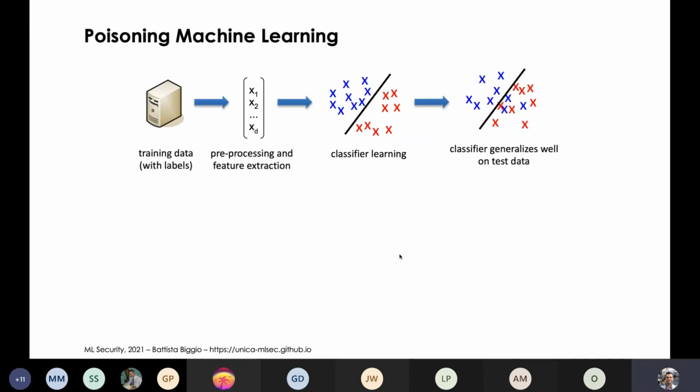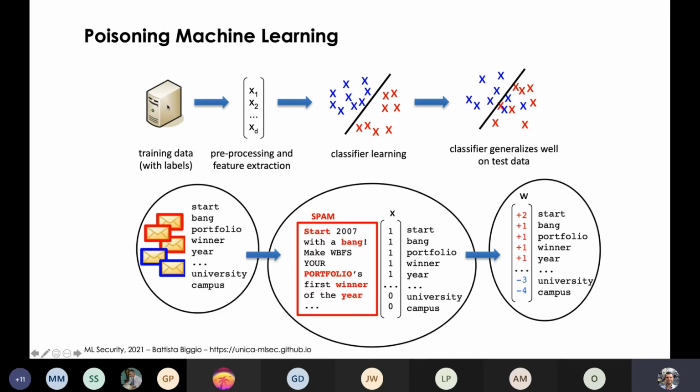In general, the problem of poisoning is the following. Assume that you have a classical learning problem. You have training data with labels, which can be, for instance, a collection of emails labeled as spam and ham, so legitimate emails. Then you extract features, you learn your classifier, and then you check the accuracy on the test set. This is typically the design process of machine learning algorithms. And you see an example here: I train my filter, which learns weights for words, and then it can correctly classify spam and ham emails.